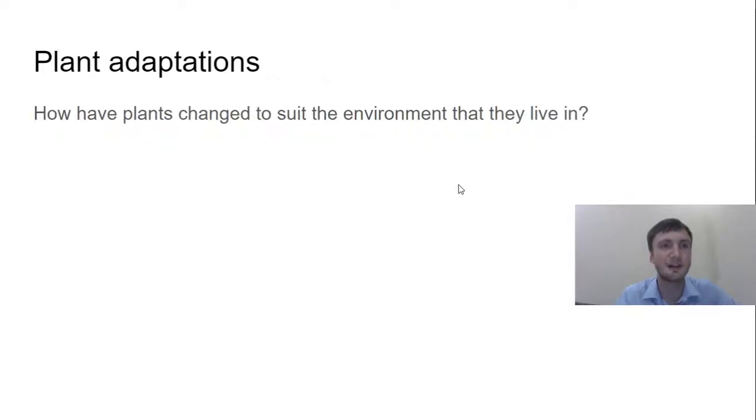And plant adaptations. So adaptations are how a plant has changed to suit or fit the environment that they live in. So if a plant lives somewhere really hot, how has it changed to live somewhere really hot or really cold? Or if the place where it lives, there's lots of animals that eat it, how has it changed to suit the environment it lives in? So let's look at some examples.